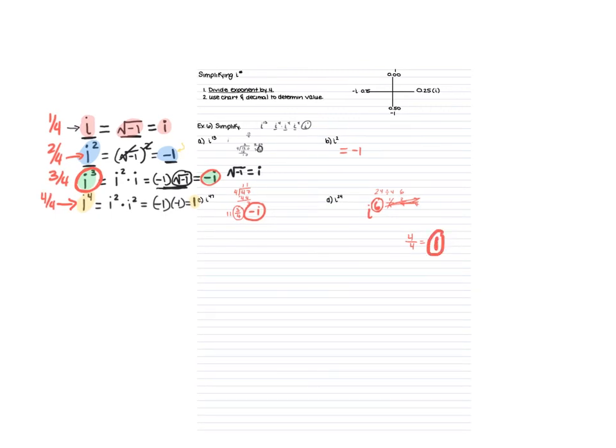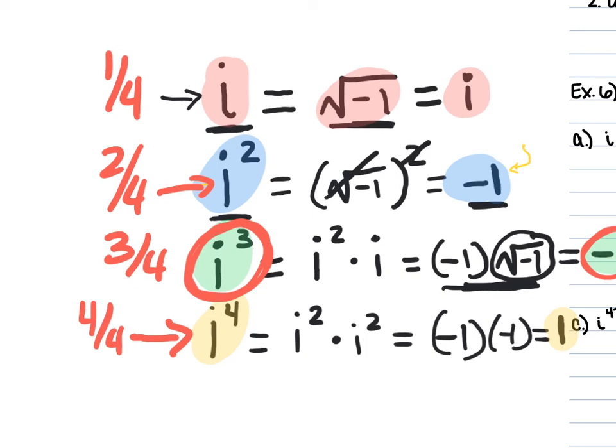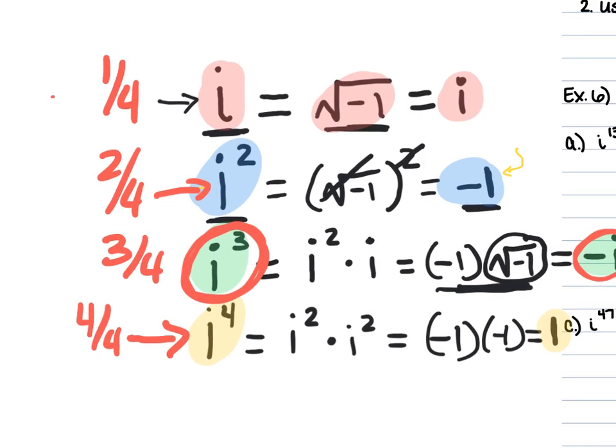So when you do the division, here's the short version. You're always going to take the exponent and divide by 4. And you're going to end up in one of these scenarios. Your remainder is 1/4, or a remainder of 2/4, or a remainder of 3/4, or you're going to end up with a whole number. And if you end up with a whole number, your answer is just 1.